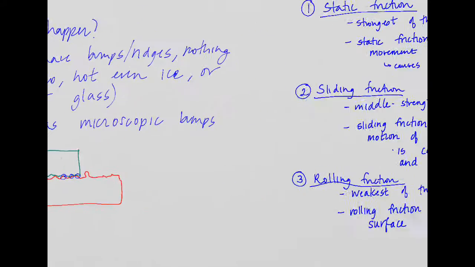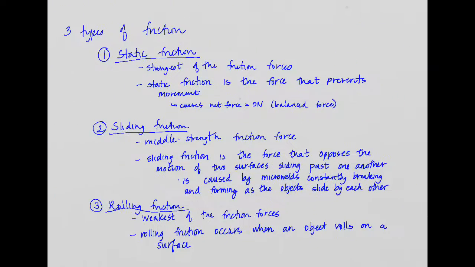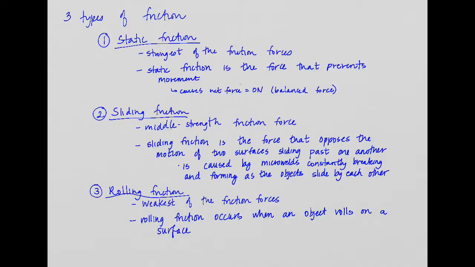Okay, then we discussed the 3 types of friction that you need to know about. We have static friction. Static friction is the strongest of the friction forces, and static friction is the force that prevents movement. So it causes a net force of 0, and when we have a net force of 0, we know that we have a balanced force.